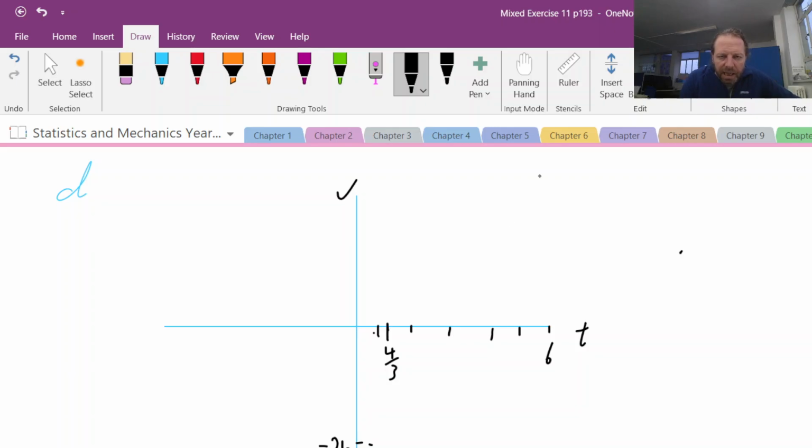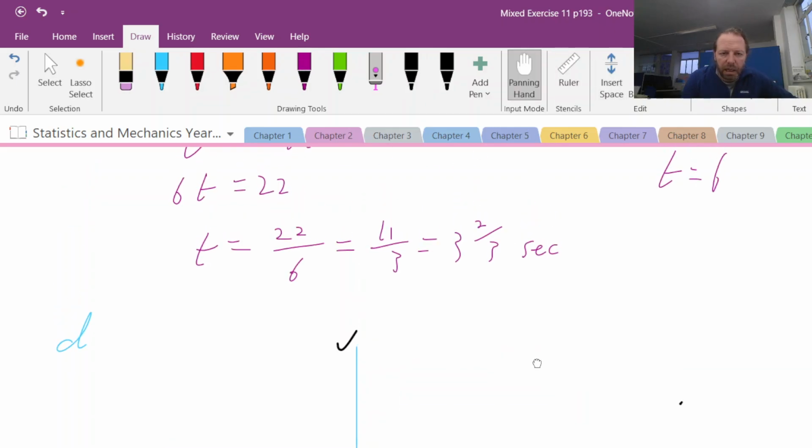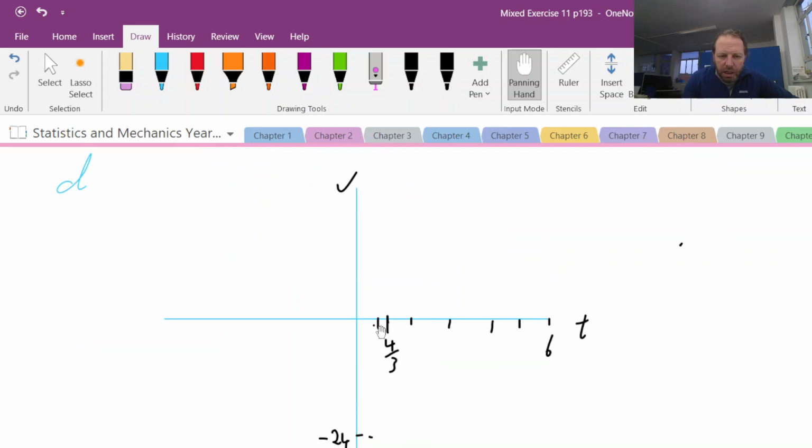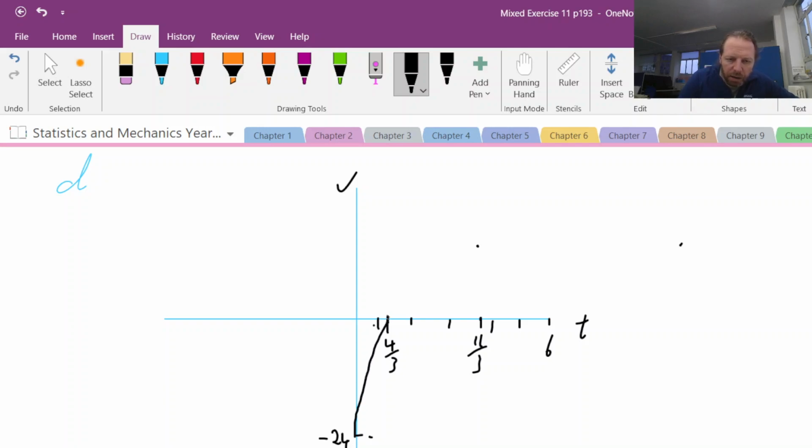Right. And then the maximum actually is going to be at 3 2/3. So that's 1, 2, 3 2/3, so that was the 11/3 there. That gives me a maximum up there somewhere. And so now I can come up through that point, get to the top there, and come down like that. Did they want that value? No, just where it crosses the x-axis.